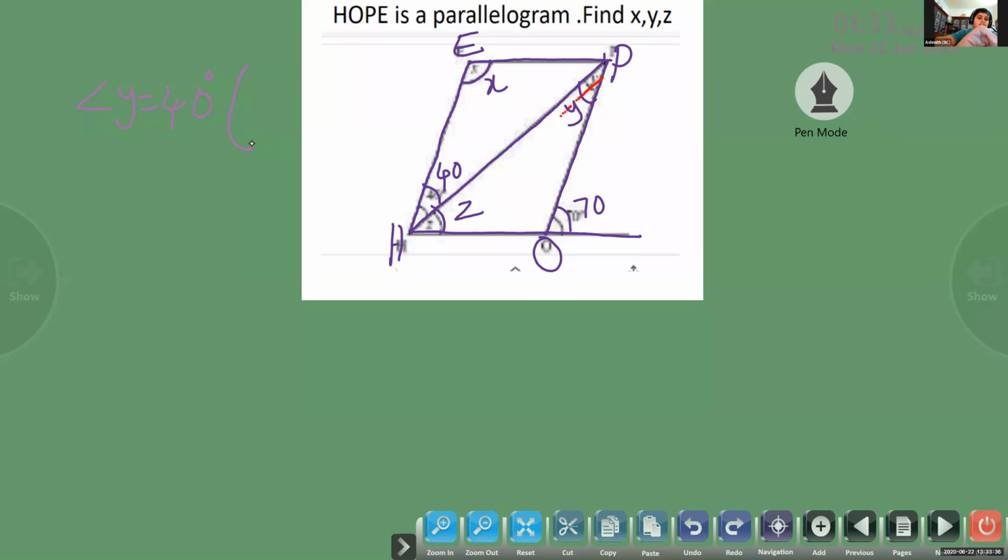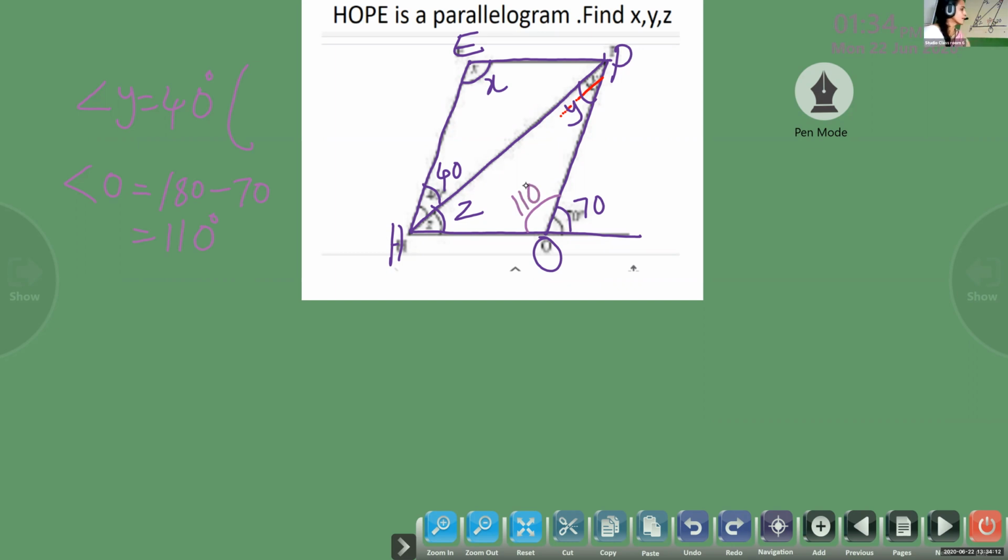Okay, so Y you got. Then how can you find angle O? Linear pair, correct. 180 minus 70. Linear pair, 110. Correct. Angle O is 110.